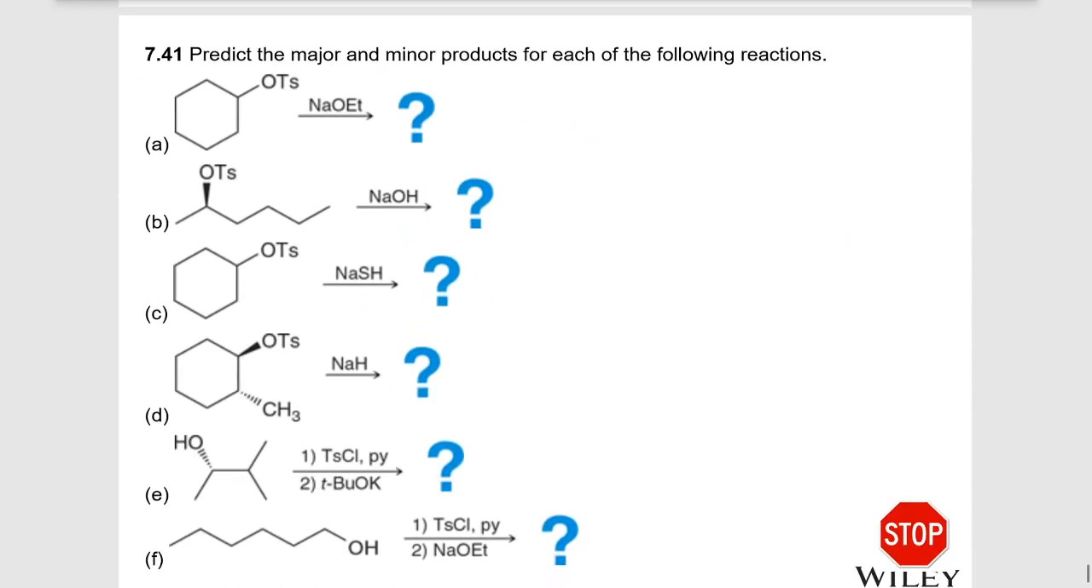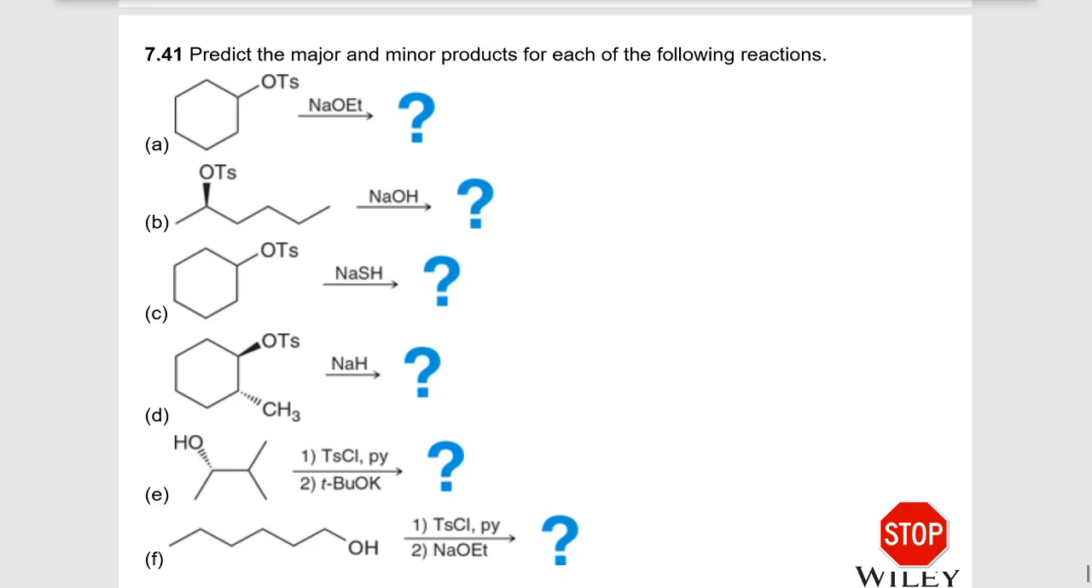So predict the major and minor product for each of the following reactions. So for A, we've got sodium ethoxide. Sodium ethoxide is a strong nucleophile and a strong base. We've got a secondary substrate.